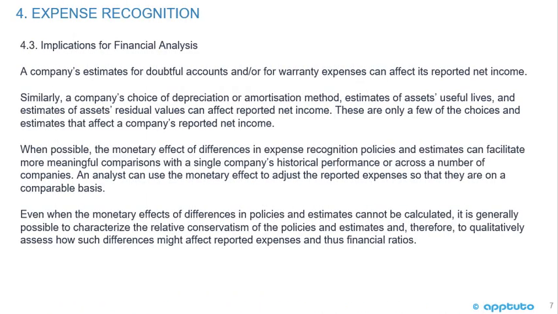And the last slide for this LOS, expense recognition, implications for financial analysis. A company's estimates for doubtful accounts and/or for warranty expense can affect its reported net income. Similarly, a company's choices of depreciation or amortization method, estimates of assets' useful lives, and estimates of assets' residual or salvage values can affect reported net income. These are only a few of the choices and estimates that affect a company's reported net income.